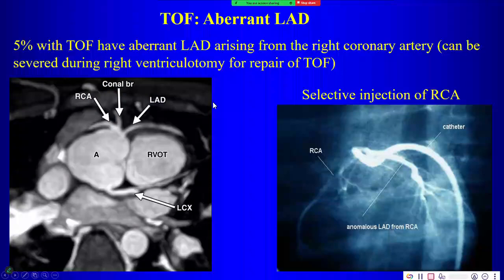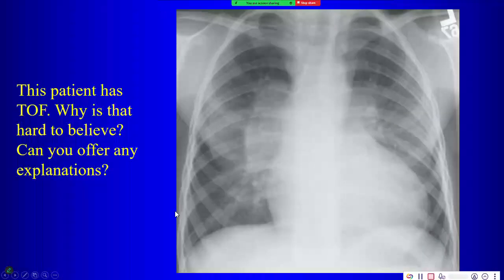Okay? So aberrant LAD, the LAD arising from the right coronary artery, can cross right across the outflow tract of the right ventricle. So that is also associated with tetralogy of Fallot. Now, this patient has tetralogy of Fallot.